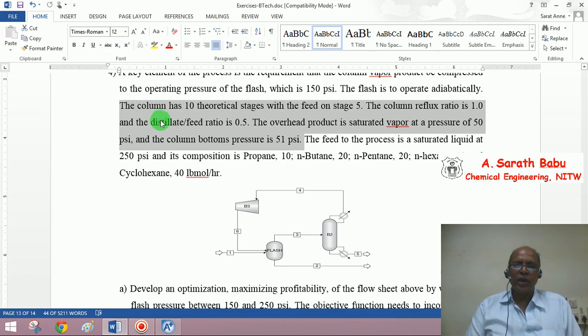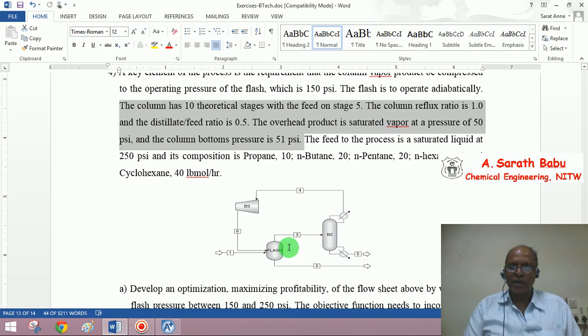Anyway, as you can see, if I try to use a shortcut distillation model, I'll be able to specify the number of stages and feed location, but not the reflux ratio. Only one of them can be specified. So the moment we wanted to give these two specifications, obviously the shortcut distillation model cannot be used. So based on the type of data that is given, you are required to use a RadFrac model. Okay. Now let us go ahead.